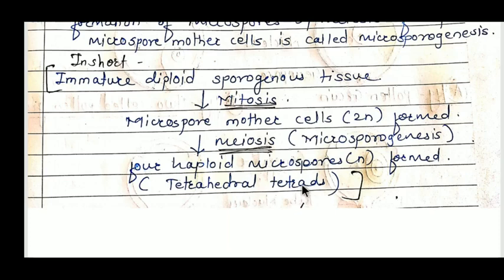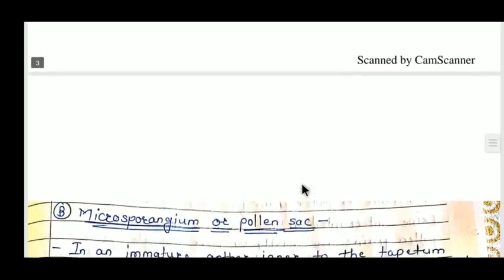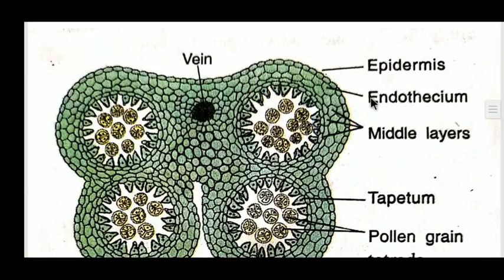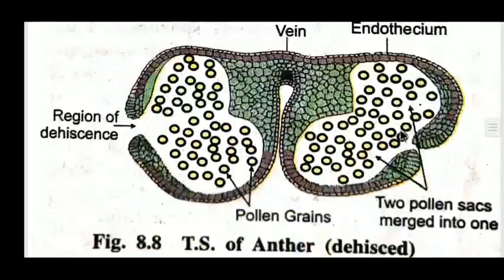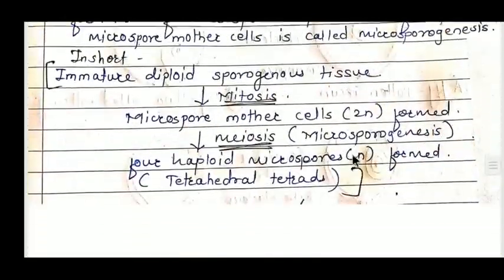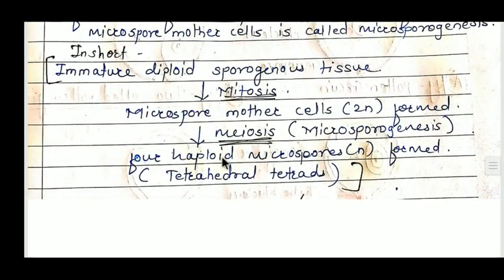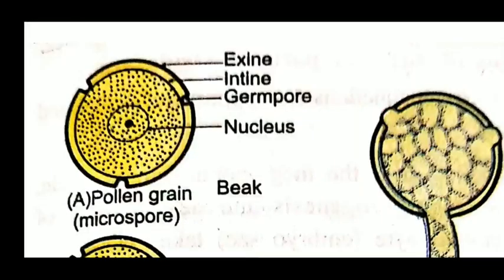Whenever a question asks you to explain with the help of a diagram what is TS of anther, you have to explain the 4 layers, epidermis, endothecium, middle layer, and tapetum, in the TS of anther when you write that answer. And again, how microspores are produced. You can memorize that point with the help of this small flowchart. Our next topic is structure of pollen grain or microspore.